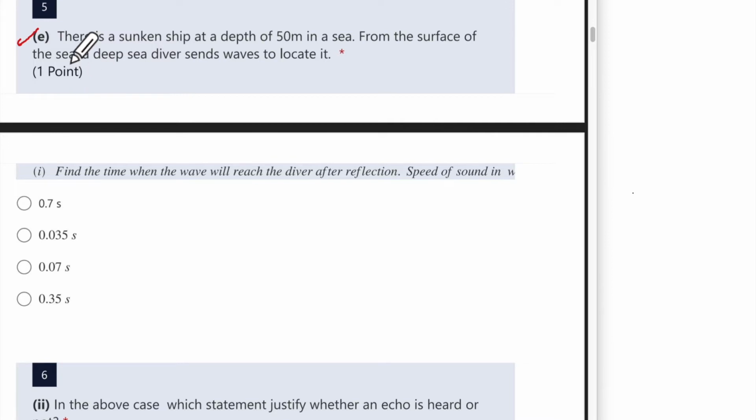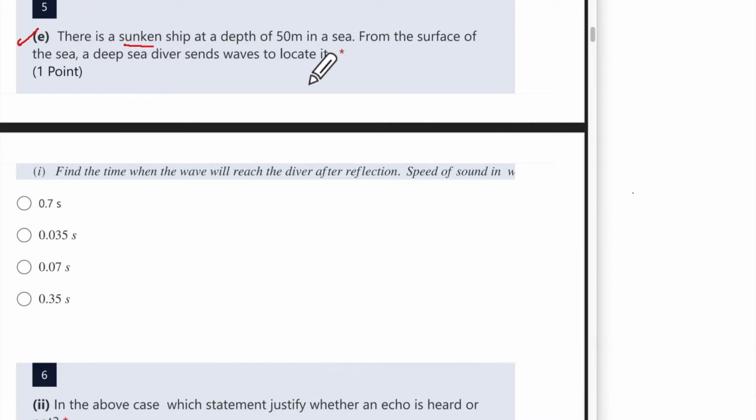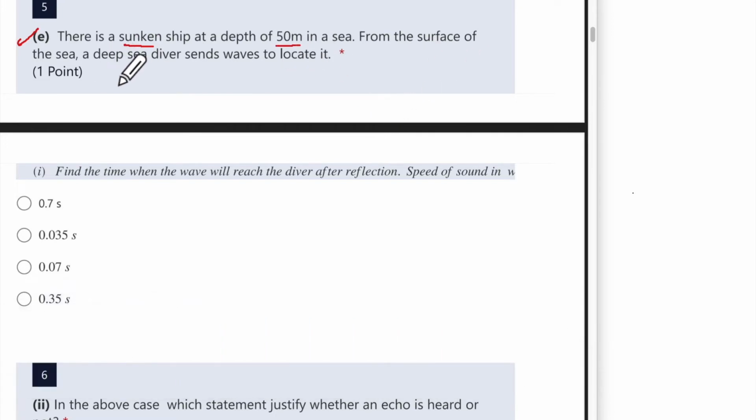So let us come to E, that is fifth question. There is a sunken ship at the depth of 50 meters in the sea, and from the surface of the sea, a deep sea diver sends waves to locate it. So we have from the sea, this is the diver, he sends the waves, and the waves are striking the ship and they are returning back. All right, so he sent the waves and the waves are returning back.